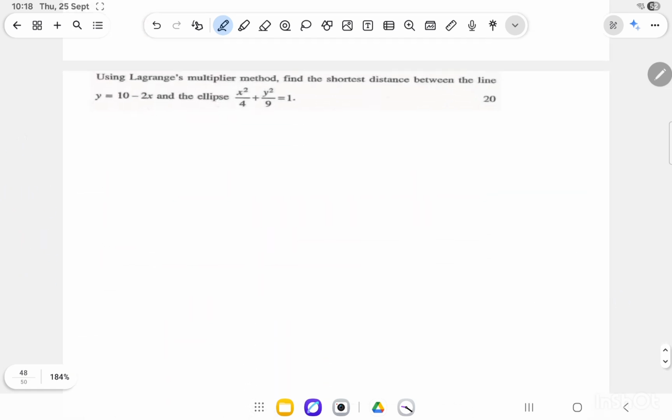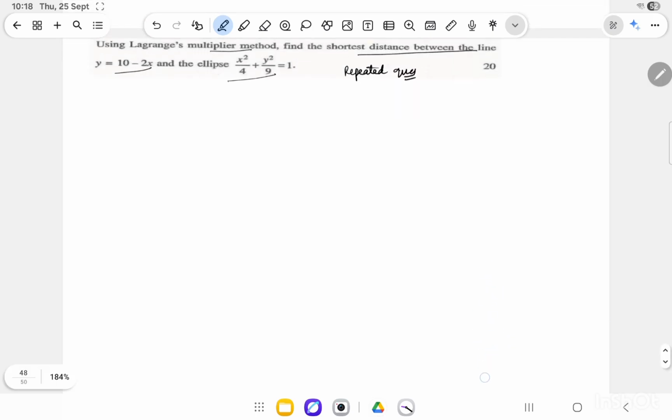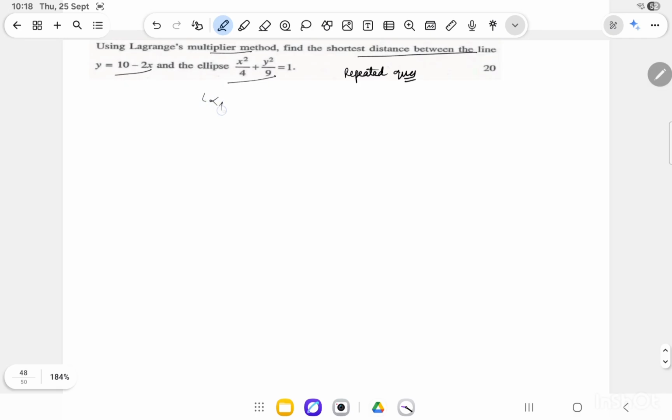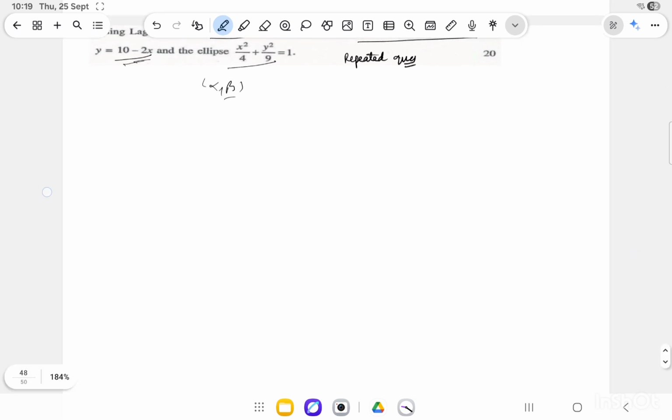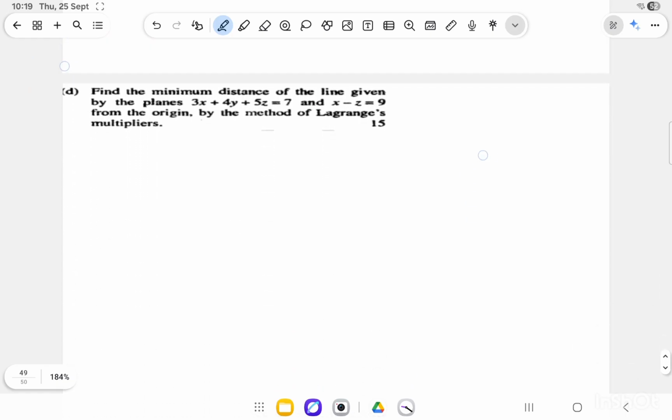So it says that using Lagrange's multiplier method, find the shortest distance between this line and this ellipse. Again, it is a repeated question. We have seen this question earlier. Like here, you'll assume that alpha comma beta is any point on the ellipse, and if it's at minimum distance from the line, then you'll use the distance formula from a point to a line, and then you'll try to minimize that. We have seen this exact same question earlier. So let's move on to the next question.